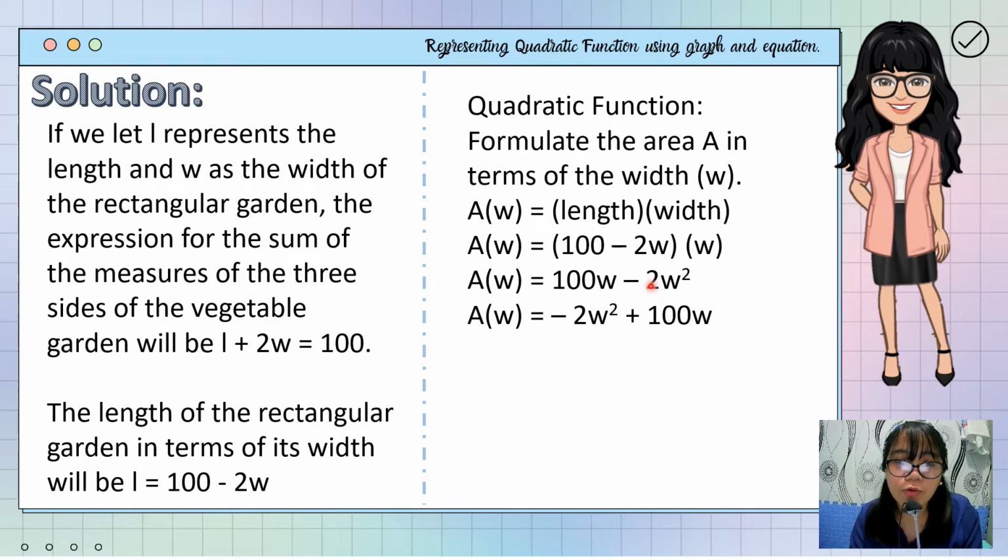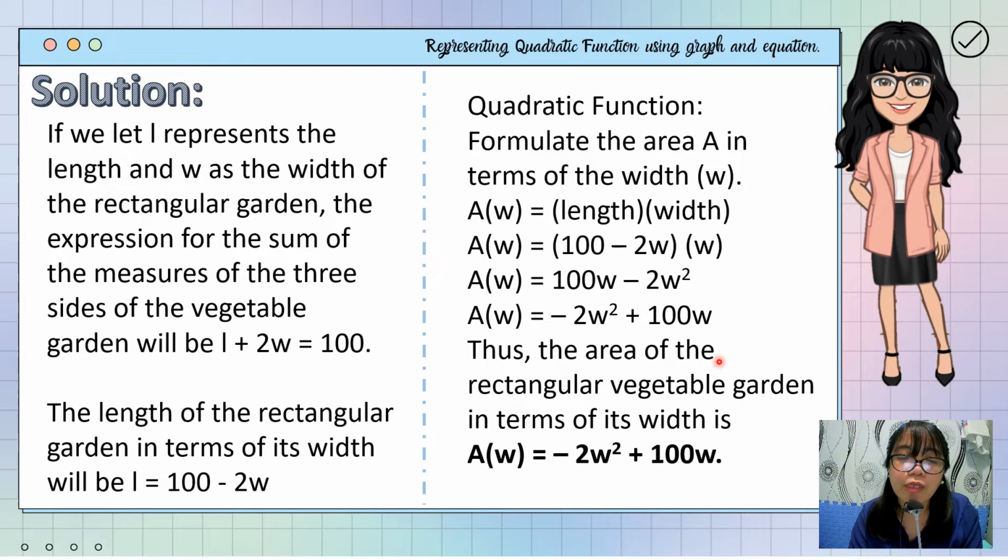So negative 2W, take note, the operation on the left side of any expression is its sign. So if on the left side of 2W squared is a minus sign, then we take this minus sign as the sign of 2W squared. That is why we have negative 2W squared. And as for the 100W, since you cannot find any sign in here, that means to say 100W is positive, so that is why we have plus 100W. So area in terms of width equals negative 2W squared plus 100W.